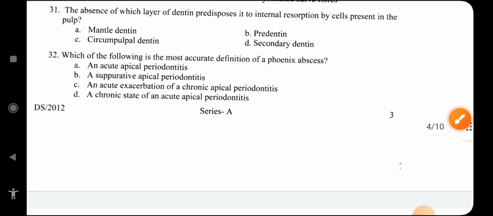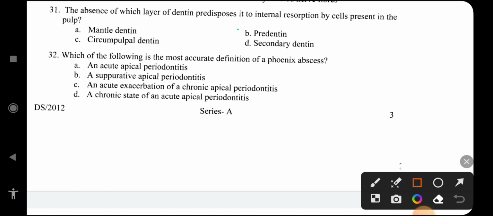Next question is, the absence of which layer of dentine predisposes it to internal resorption by cells present in the pulp? And the correct answer is predentine. In the absence of predentine, there may be internal resorption.